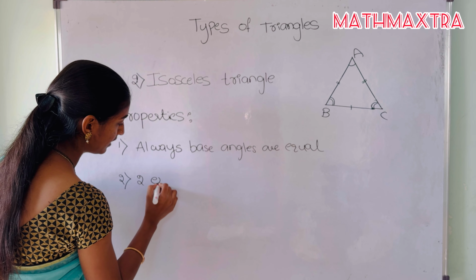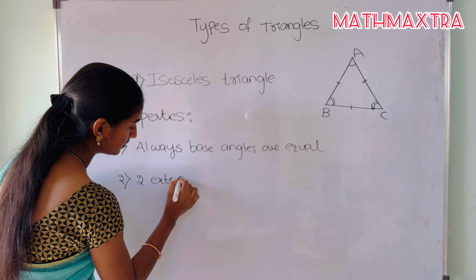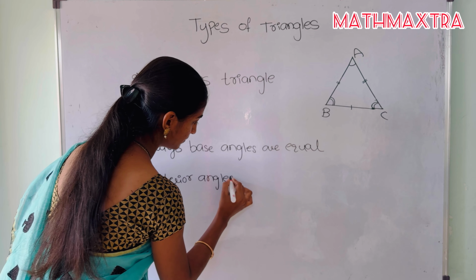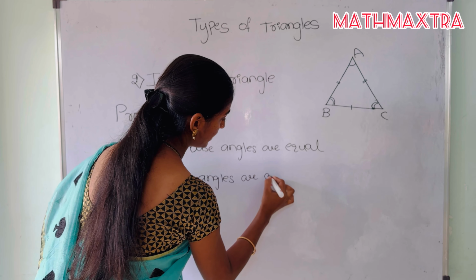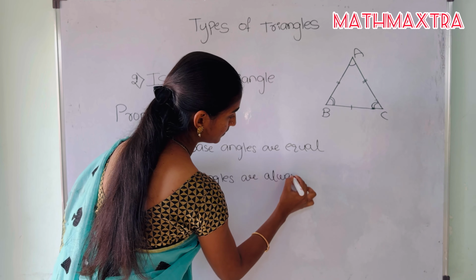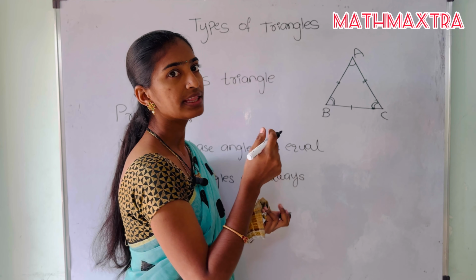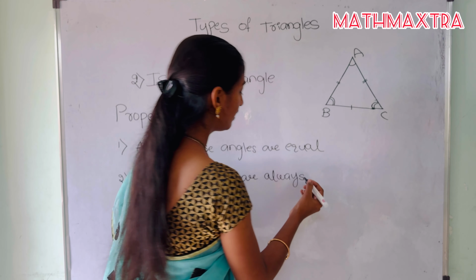Two exterior angles are always equal. As two interior angles are equal, we can easily say the exterior angles are also equal.